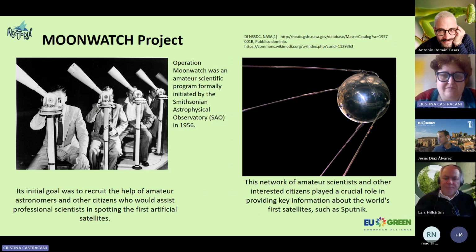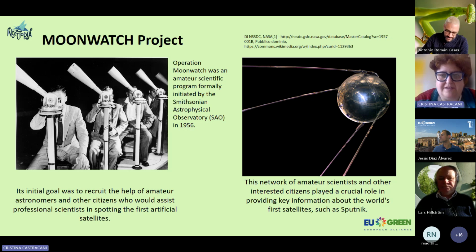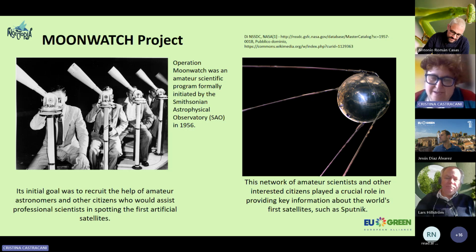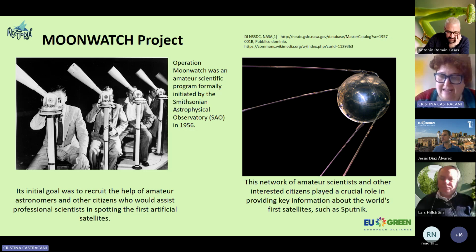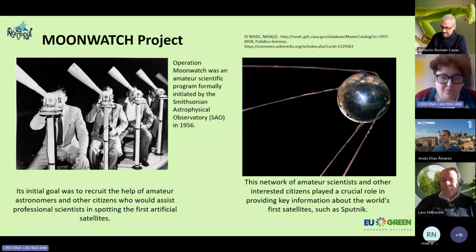This project was initiated by the Smithsonian Astrophysical Observatory, and it tried to ask the help of amateur astronomers for collecting information on the first satellites that we sent into space in that period. For example, Sputnik, the first satellite sent into space, was followed thanks to the data recorded by this big community of amateur astronomers.